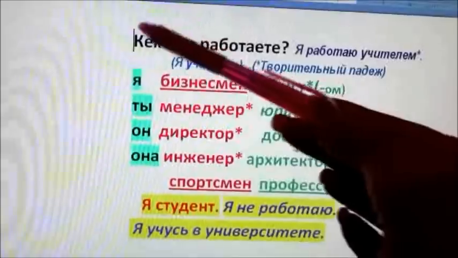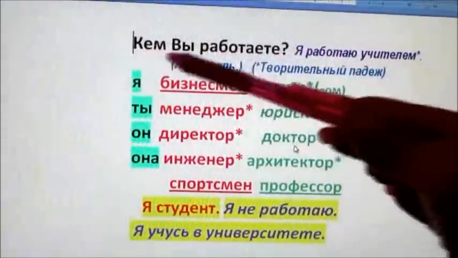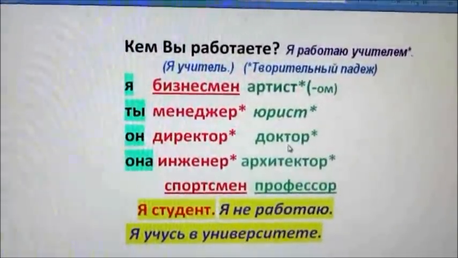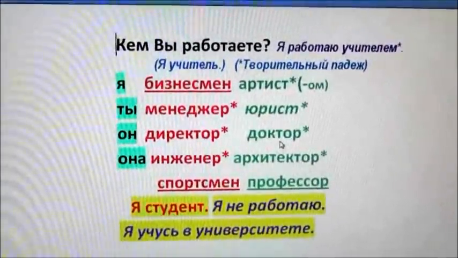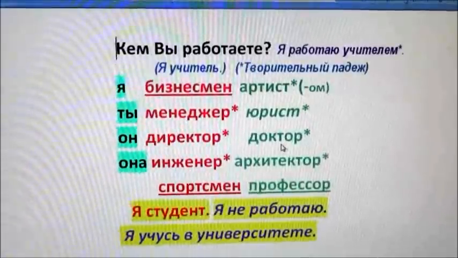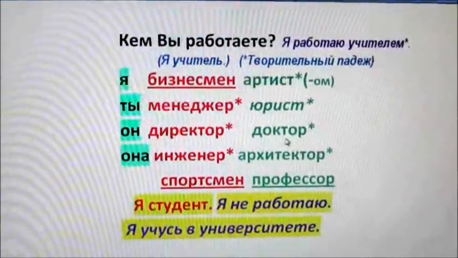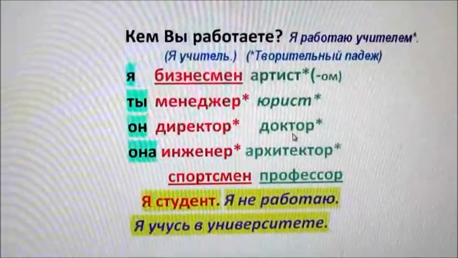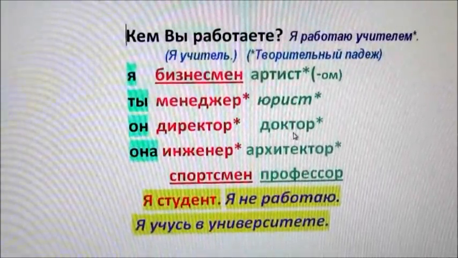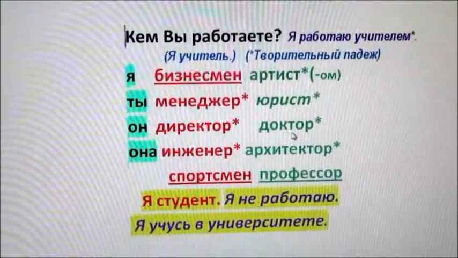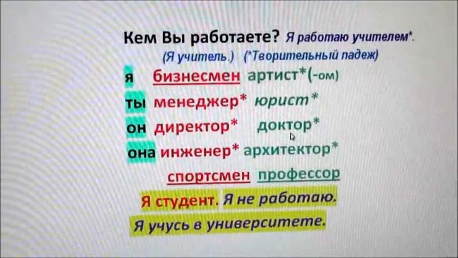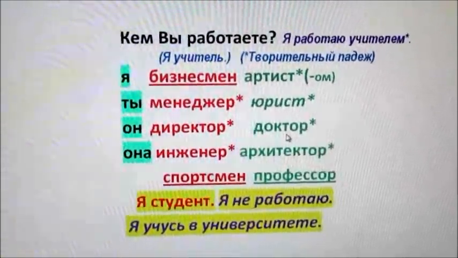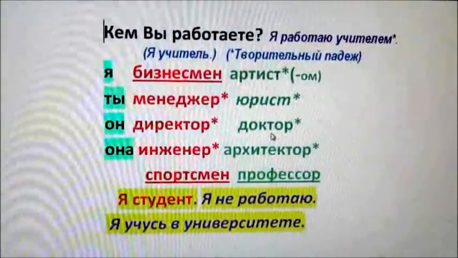Творительный падеж. Кем. Nominative case would be кто. Кто is who. Nominative case. But кем question is творительный. Кем вы работаете? What does it mean? Why do we start with творительный падеж, with instrumental case question? Because it is like by whom, in what quality, in what... well, this is how we start. And you can understand better if you look at the answer.